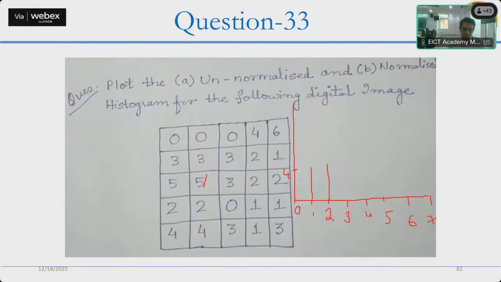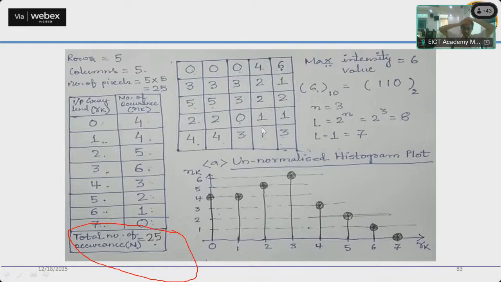Go to this problem. The normalized histogram for the following digital image. Can you calculate it? While doing the numerical, you begin to understand every word. That's why it's a very good exercise to recall everything we have discussed.